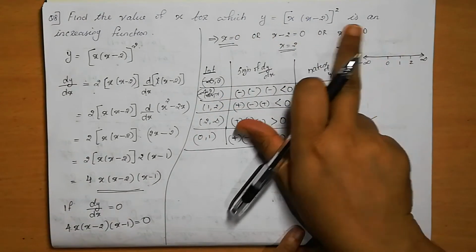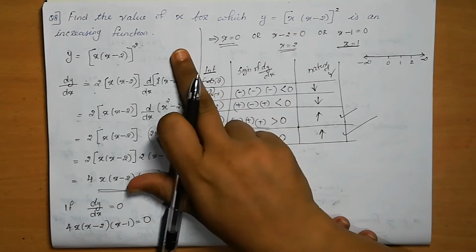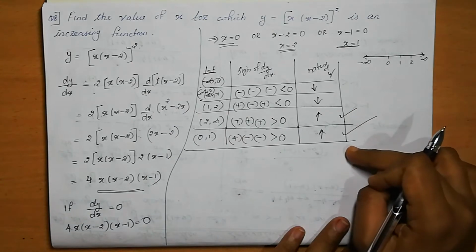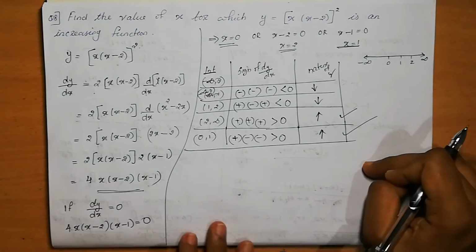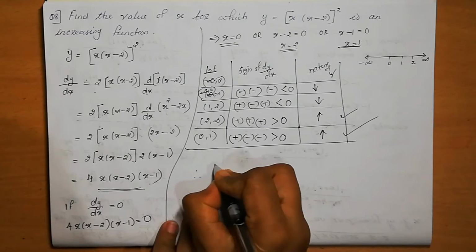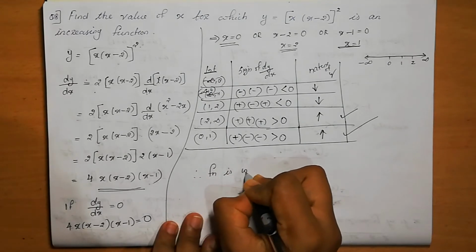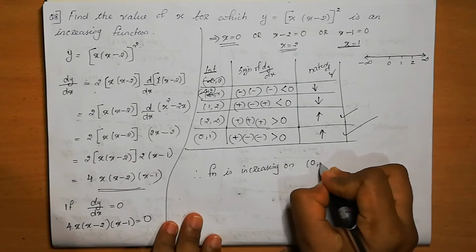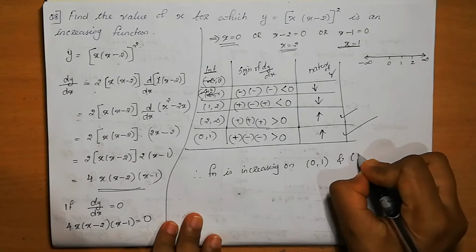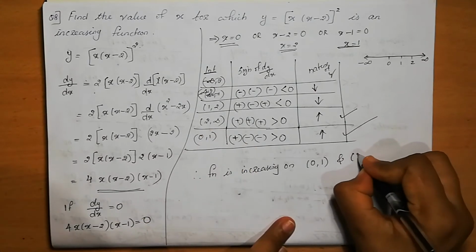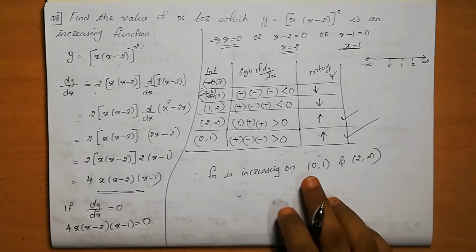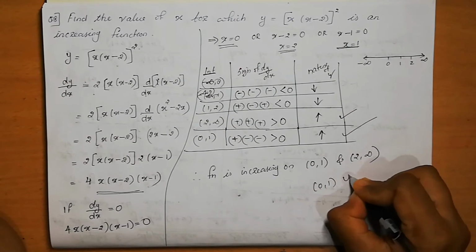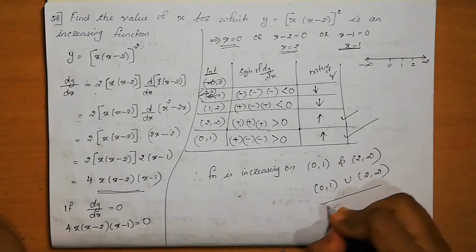Here we need to find the value of x for which the function is an increasing function. Here they have given that the function is an increasing function. So increasing on which interval? 0 to 1 and 2 to infinity. Therefore the function is increasing on 0 to 1 and 2 to infinity. So we need to write the value of x, which means what? We need to take the union of these two. 0 to 1 union 2 to infinity we can write, because the value of x means.